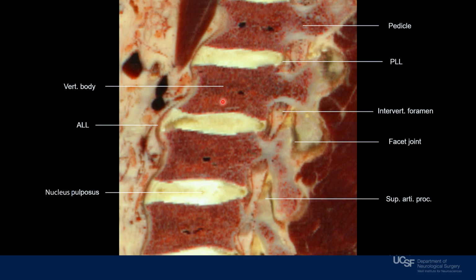If we move anteriorly, we have the vertebral body that, as we mentioned in the previous slide, anteriorly is covered by the anterior longitudinal ligament, and posteriorly is covered by the posterior longitudinal ligament. The annulus fibrosus, which is located at the periphery of the disc, is going to fuse anteriorly with the anterior longitudinal ligament and posteriorly with the posterior longitudinal ligament. And at the center, the nucleus pulposus.